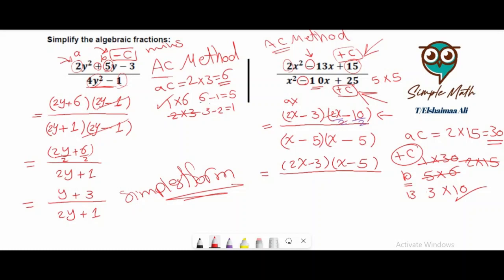This is up in the numerator. What we have down is x minus 5 times x minus 5. Here we have the same bracket up and down, so we can cancel them together, and the rest will be 2x minus 3 over x minus 5. So this is the simplest form for that algebraic fraction.